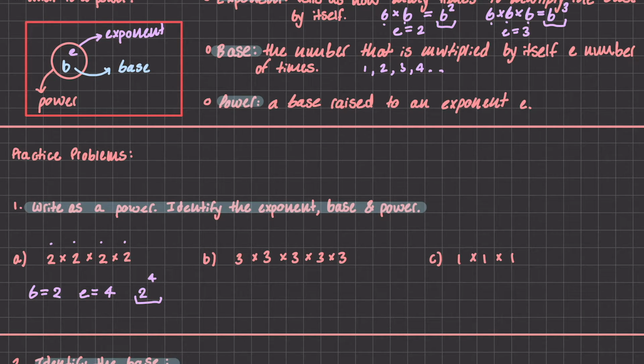Moving on, the base here, what is it equal to? Well, what's being multiplied? Here we can see that it's 3. To determine the exponent, we're going to count how many times 3 appears and is multiplied. So 1, 2, 3, 4, 5. Therefore, e is equal to 5. If we're going to put this in the form of a power, we're going to put the base first, and we're going to raise this to 5. I'm just going to write that.